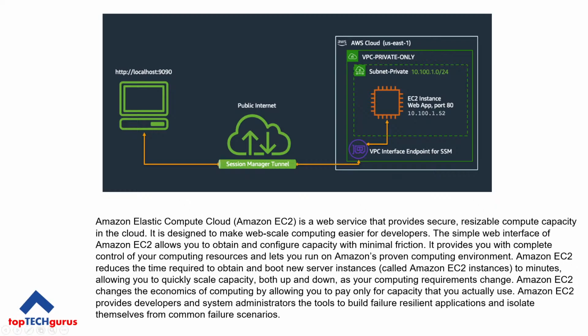In this example, when somebody hits localhost 9090, it goes through the private, public internet.